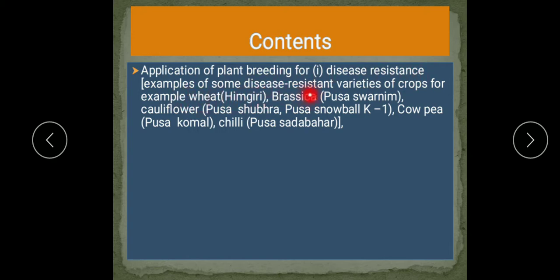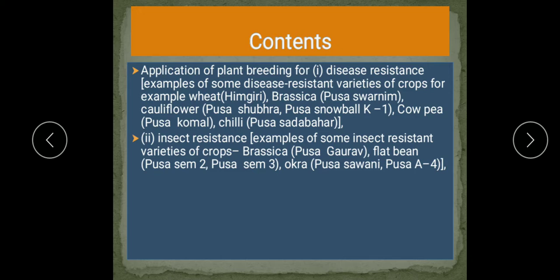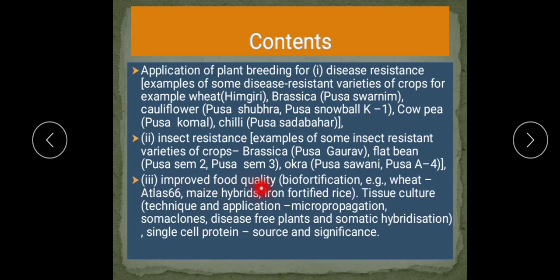For example, some disease resistant varieties of crops, and insect resistance also, examples of some insect resistant varieties of crops, and improved food quality like biofortification, and some of the biofortified crops. Next, tissue culture and its technique, this we will discuss in the next lecture. Today we will also study single cell protein, its source and significance. Micropropagation is a lengthy method that we are going to study in the next part.